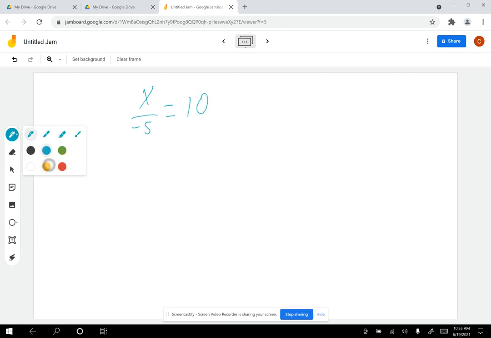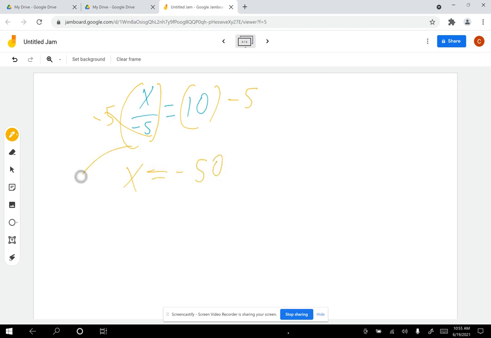I again look at the fraction bar and I know that that's division. So what I'm going to do is take this problem and do the opposite, which is multiply by negative 5. And if I multiply one side of the equation by negative 5, I have to multiply the other side of the equation by negative 5. So negative 5, boom, I'm left with x equals 10 times negative 5, which is negative 50. So my answer should be negative 50.